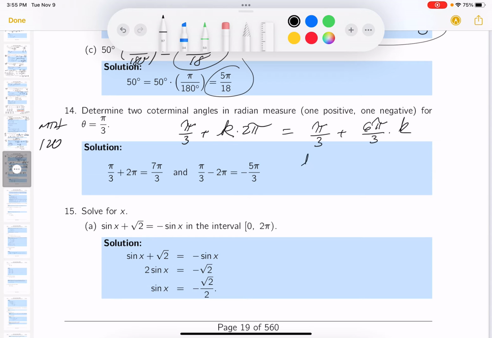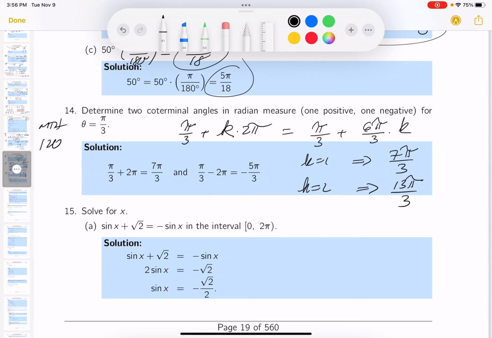So if I chose k to be 1, what would I get? I would get 7 pi over 3. If I chose k to be 2, what would I get? Well, you'd get 13 pi over 3. All right? So I'm going to say that's pretty simple. I got as many as I like.